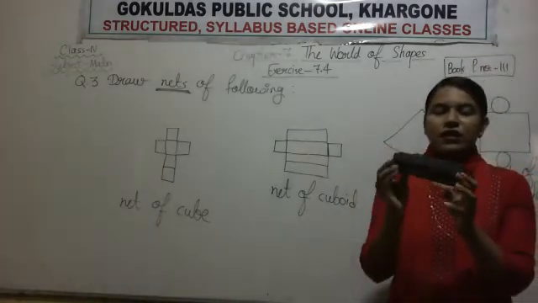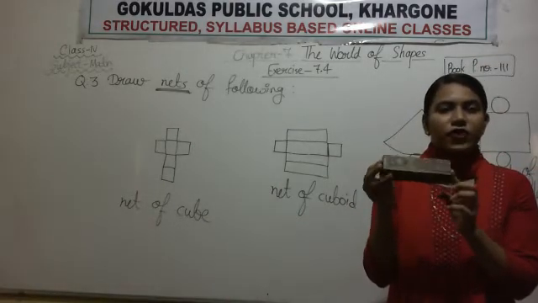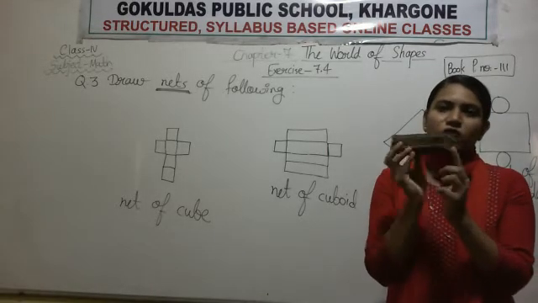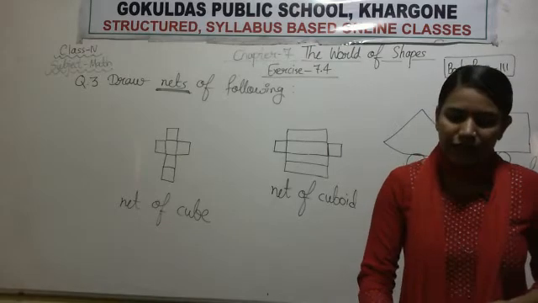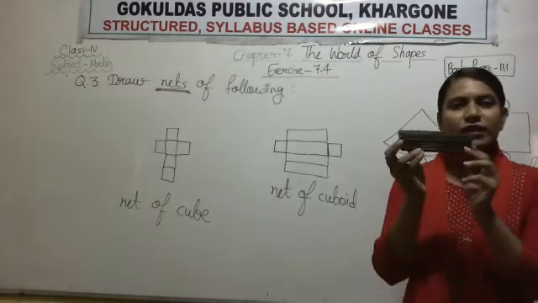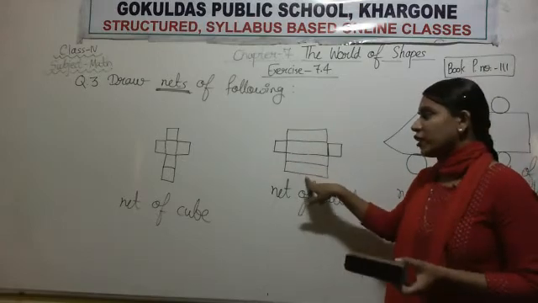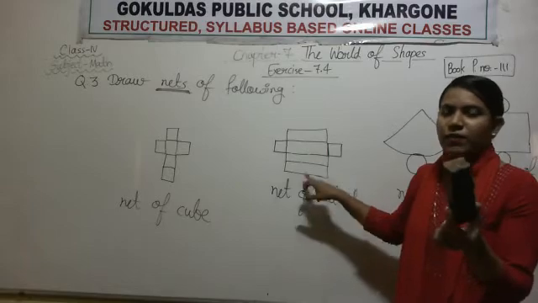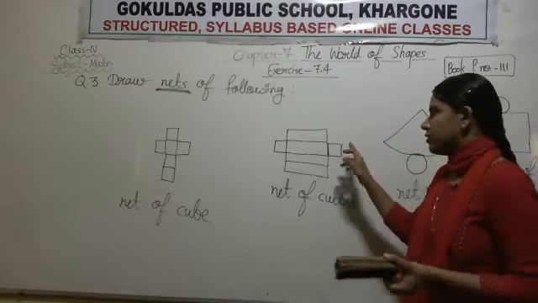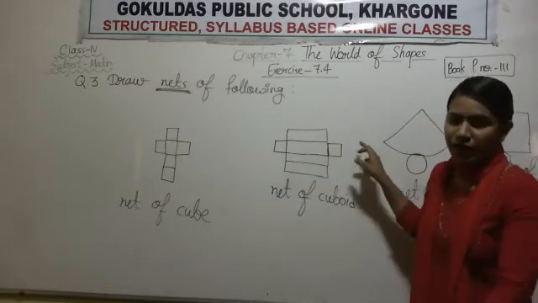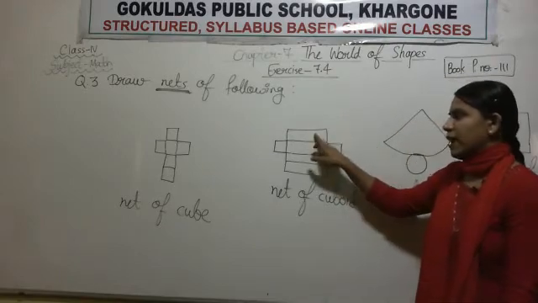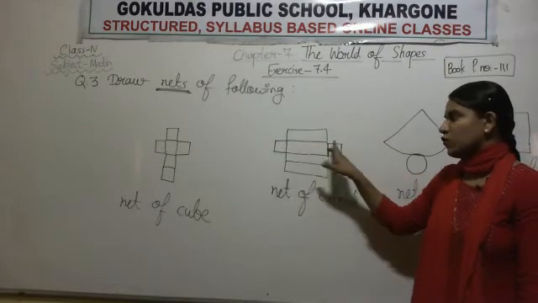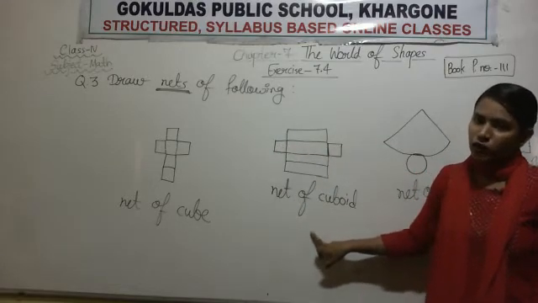This duster is of the shape of a cuboid. It has two square surfaces and 4 rectangular surfaces. When we cut it down and open it, we get a 2D shape. A cuboid is a 3D shape, but when we cut it down and open it, we get a 2D shape. This 2D shape has 4 rectangular surfaces and 2 square surfaces. It is the net of a cuboid.